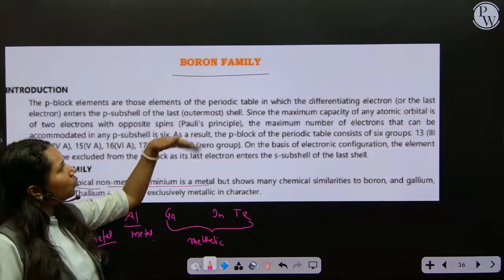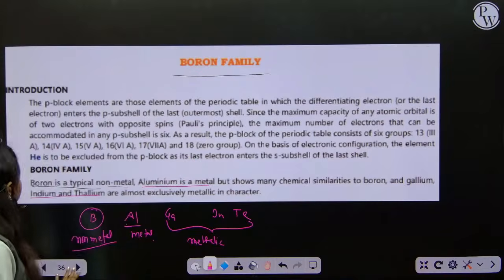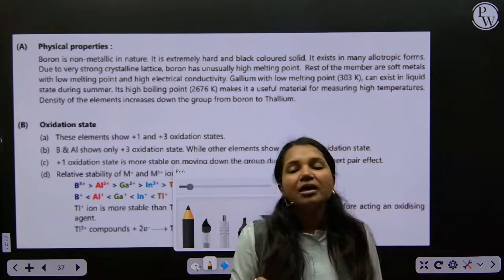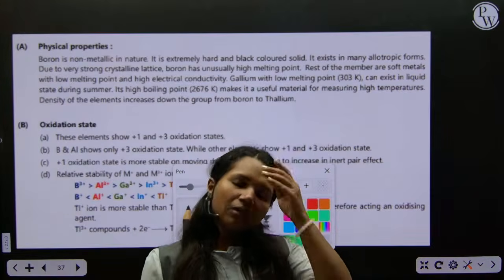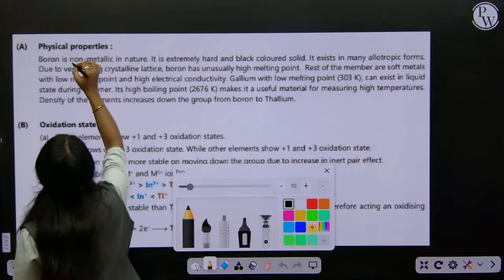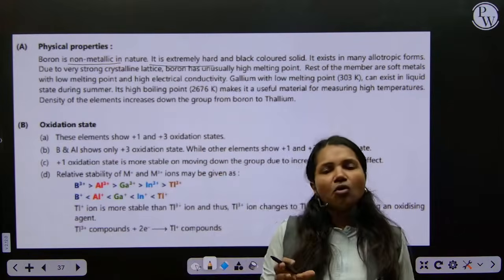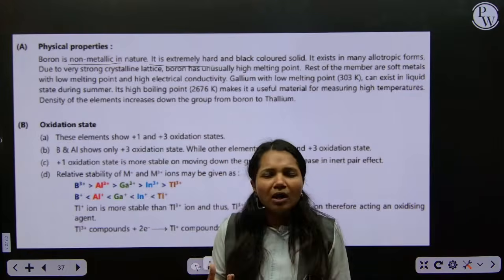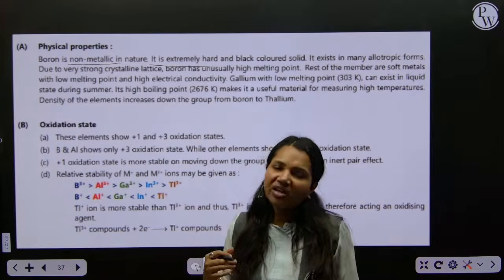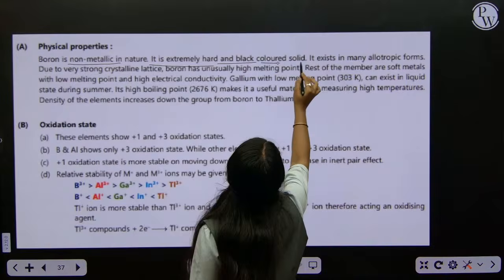Now we are taking the groups one by one. So now we have started with the boron family. Physical behavior, because it was mentioned in the portion that we have to read physical and chemical behavior, their trends. So boron is non-metallic. It is extremely hard. This is very important. Boron being a very small element, how can it be so hard, and why is the melting point of boron very high? Boron is non-metallic, extremely hard and a black colored solid.